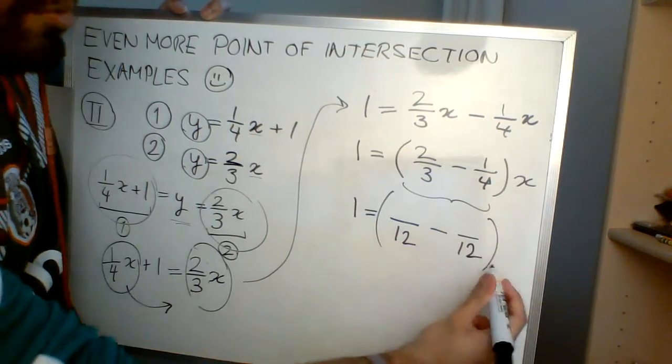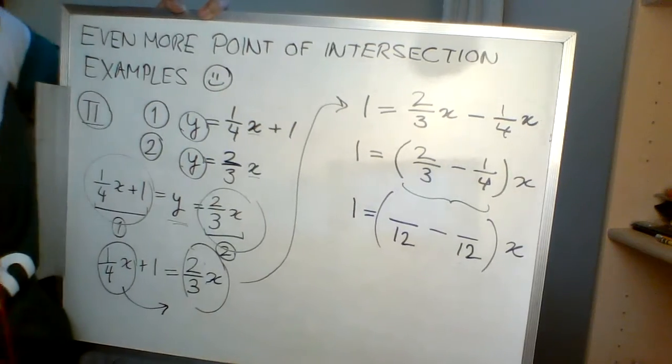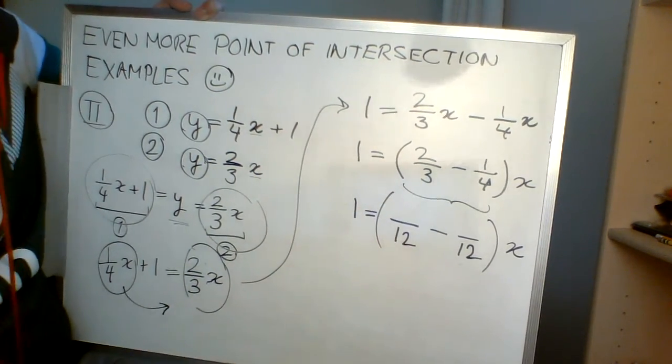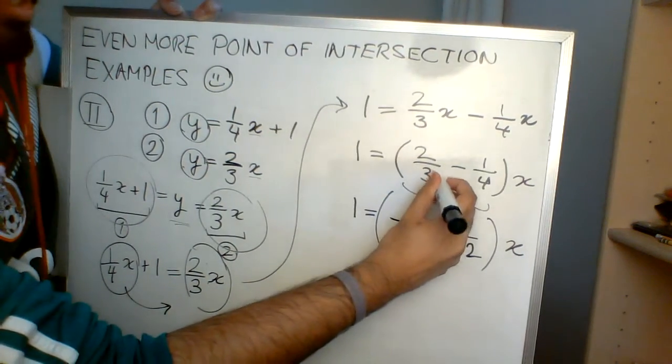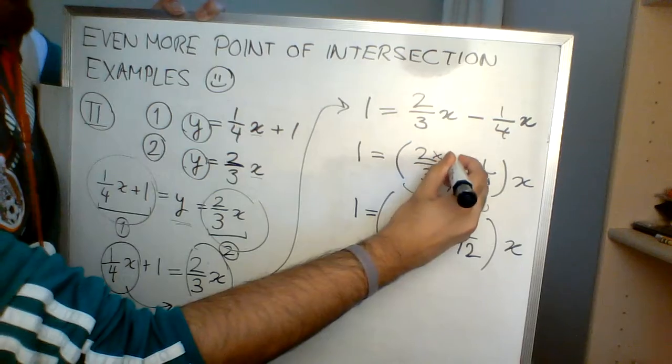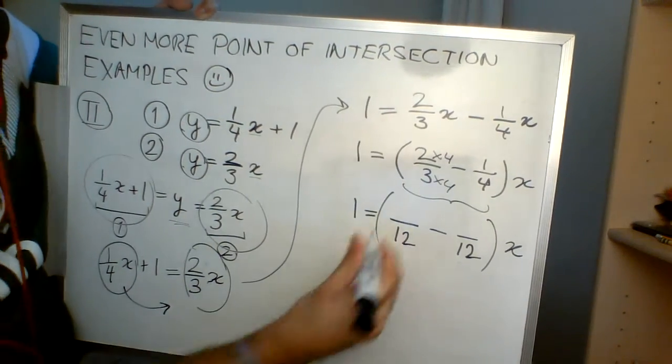We need to figure out what the numerators are, and we can't forget about that x on the end. So to get from a denominator of 3 to a denominator of 12, I need to multiply by 4, right? But if I'm multiplying by 4 on the bottom, I also need to multiply by 4 on the top.